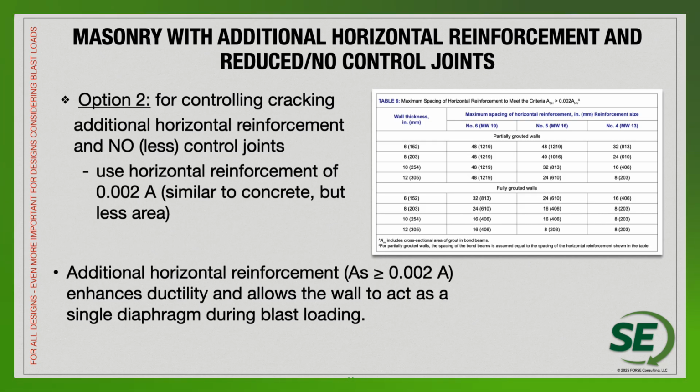at having a high enough level of horizontal reinforcement, 0.002 times the overall concrete masonry area, to provide at least that much horizontal steel reinforcement. So that it really enhances the ductility, allows for the wall to act as a single diaphragm during a blast loading, and really allows us to have a much better performance for an overall masonry wall. So again, we don't have to put in control joints, and we definitely don't have to put them into wall areas that are at an increased risk for blast loading.